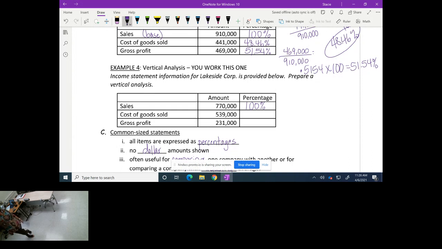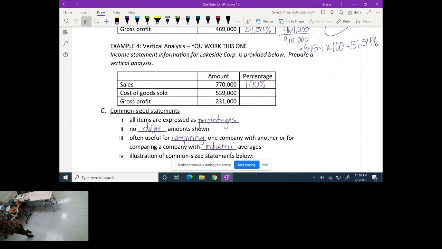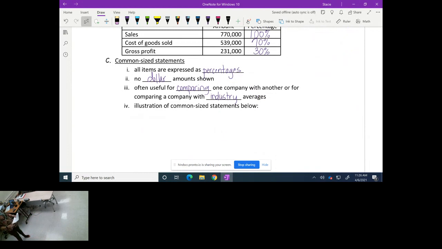So, all right, what y'all get for cost of goods sold? 70%. Okay, 70%. So what does that leave for your gross profit percentage? 30%. 30. Okay. All right, common size statements. That's another method that's used for analysis. On a common size statement, all of the amounts are expressed as a percentage. So you don't have dollar amounts, you have percentages.